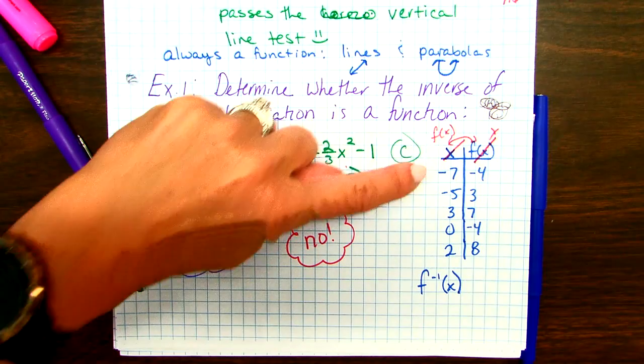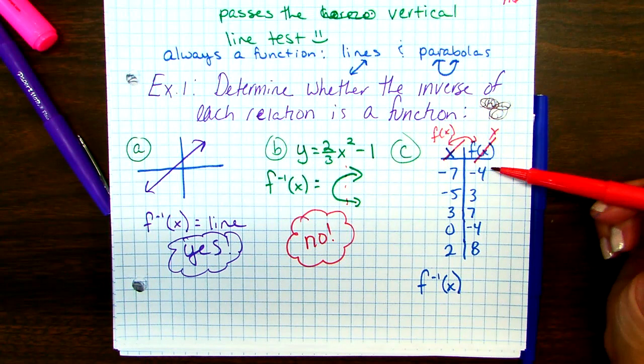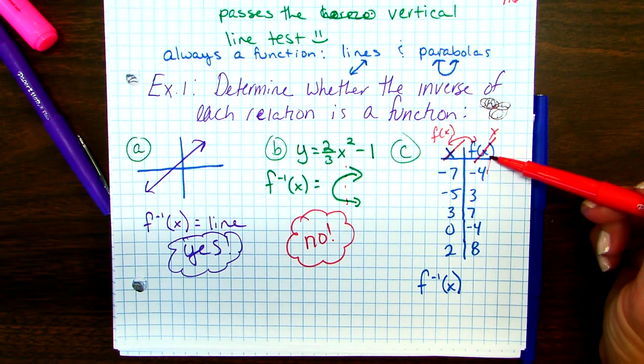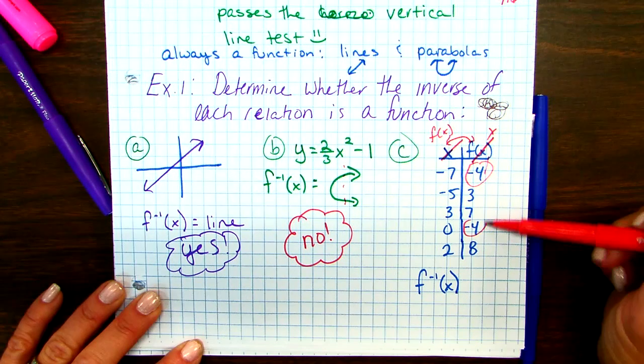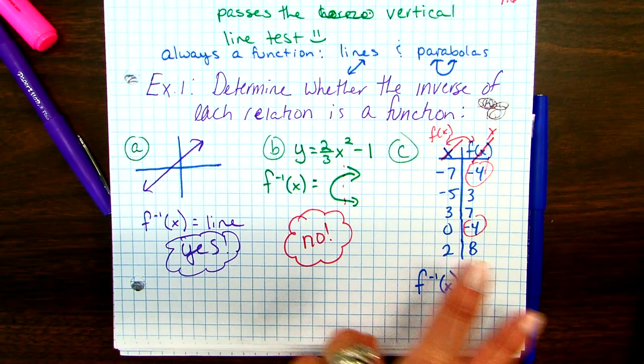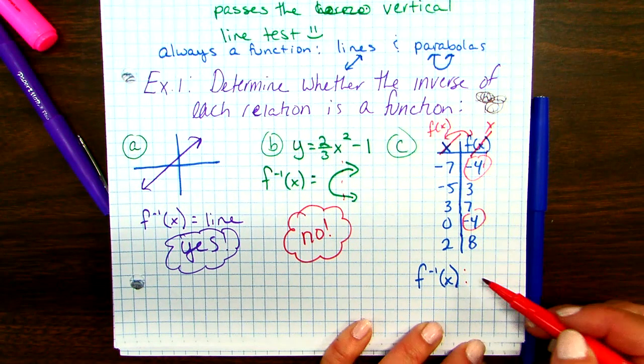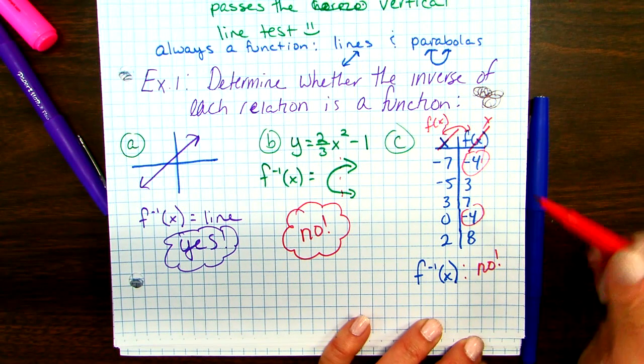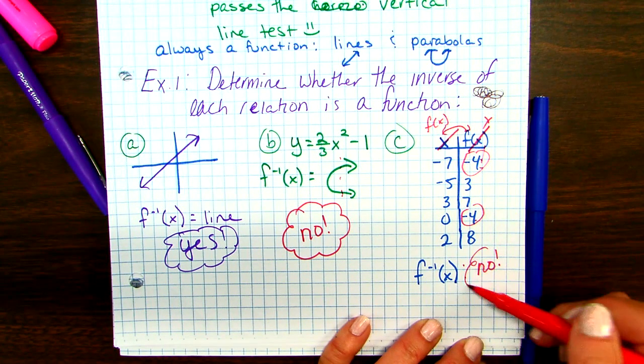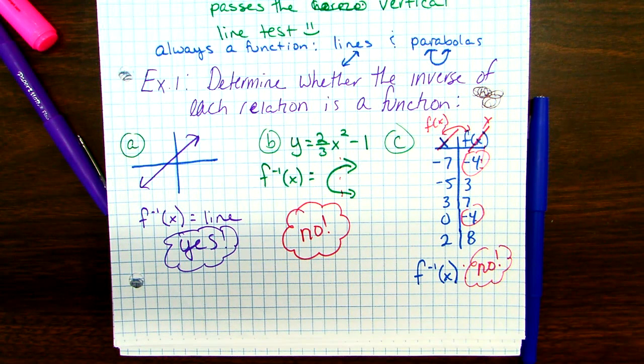So if I flip those, are there any repeat x values? Do any of these repeat? Yes. So is the inverse a function? The answer is no, because of those negative 4s. Okay. So I know a lot of that vocab is kind of close together. It's a little confusing.